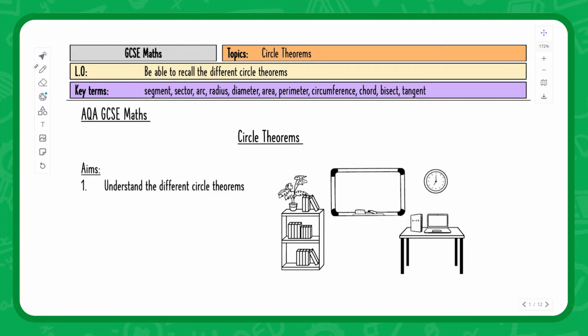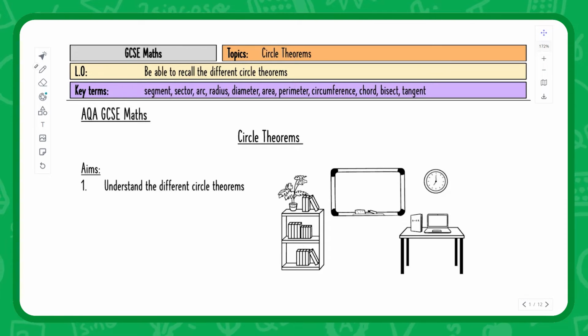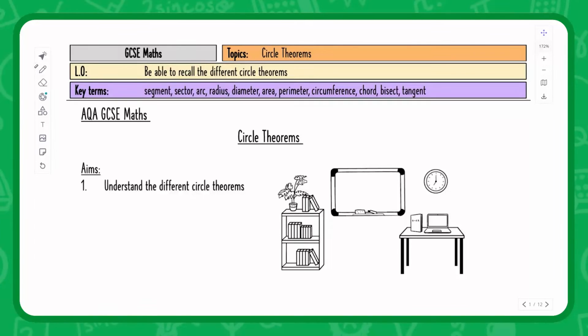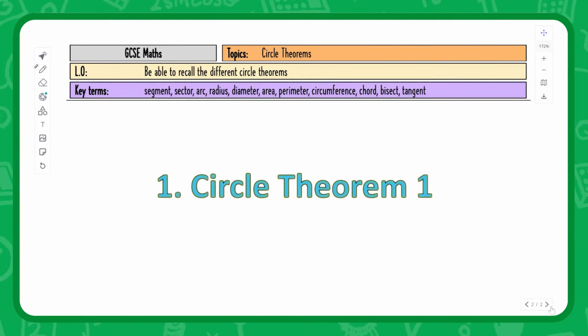So what I would suggest you do before you get started on this section is to go back to the different types of the parts of a circle. So arc, sector, segment, chord, and all those types of areas of a circle, because it's really important that you understand those before you move on to these.